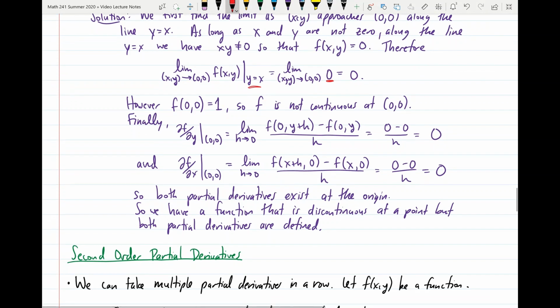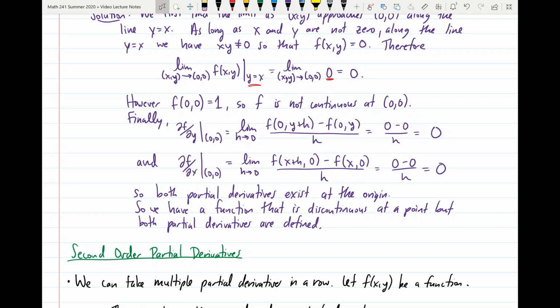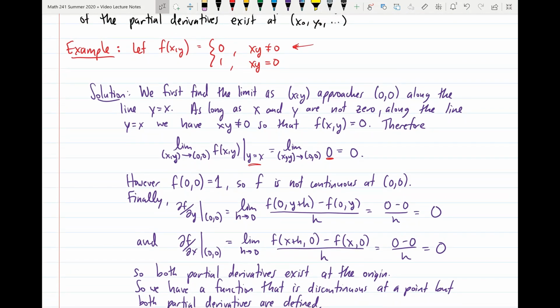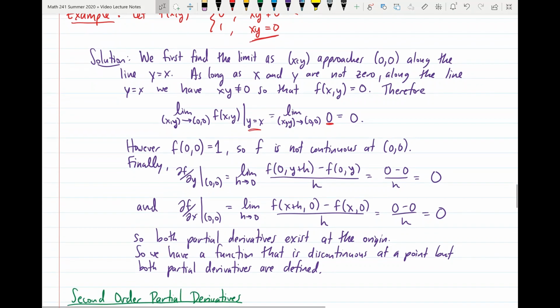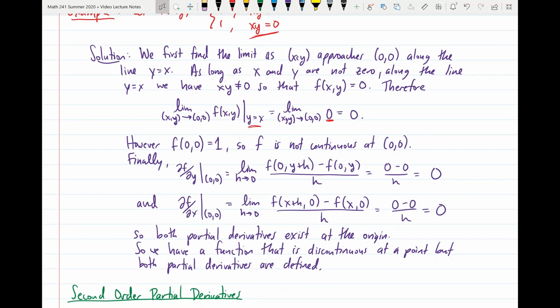However, we're given that our function at (0,0), because 0 times 0 is equal to 0, we're given that our function at (0,0) is going to be equal to 1. And for that reason, by definition of continuity, f cannot be continuous at the point (0,0).